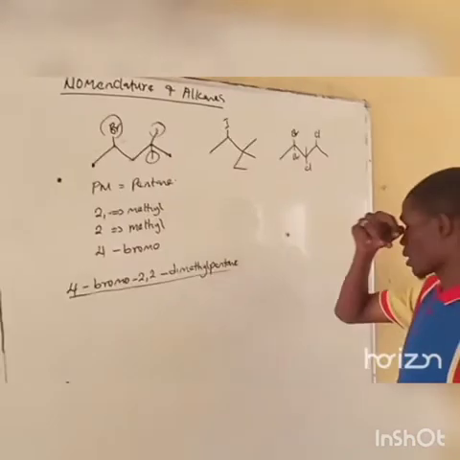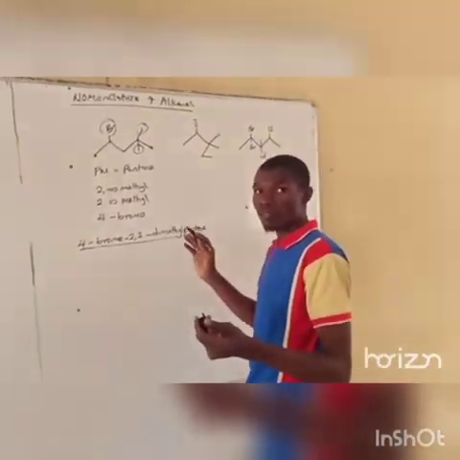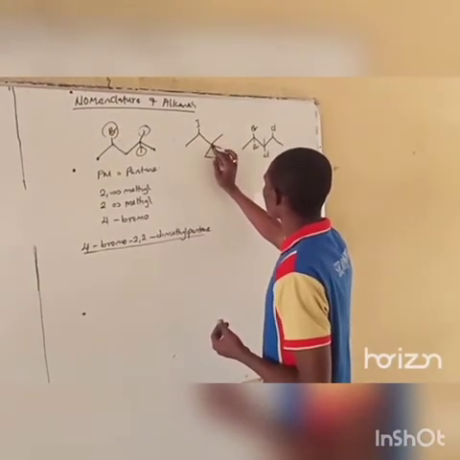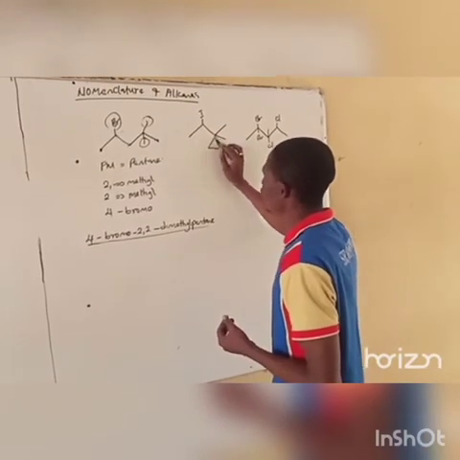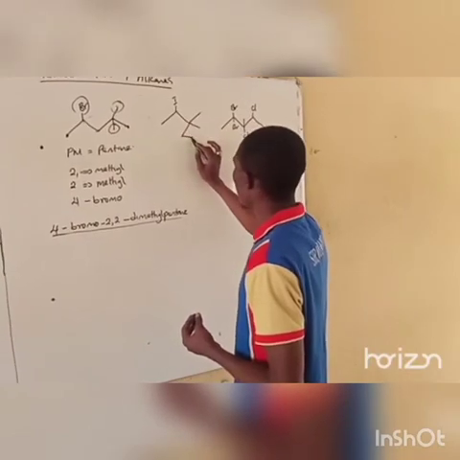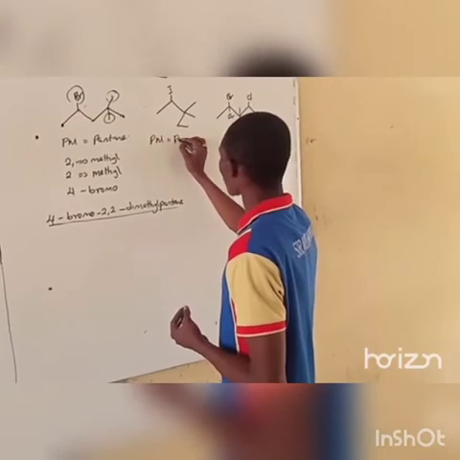So let's try the second one. Feel free to pause the video and try yourself. Then play the video back again. 1, 2, 3, 4, 5. 1, 2, 3, 4. So 5 is the longest. So we consider 1, 2, 3, 4, 5 as the longest. So our parent name, 5 is what? Pentene.